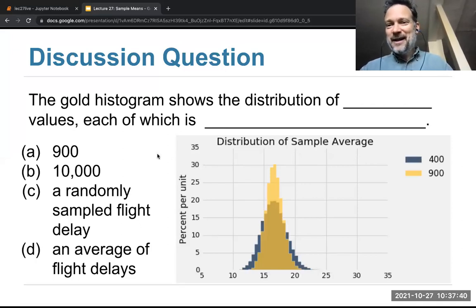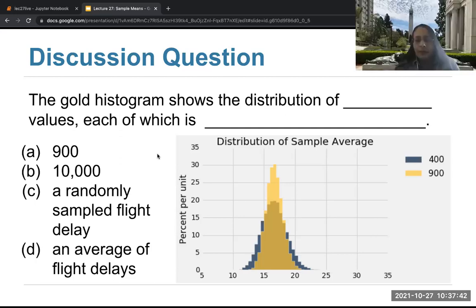Professor Ani, anything you wanted to add to that? No, I just wanted to go a little bit further into the 10,000 versus 900, because it seemed like there was still some confusion about what each number is representing.